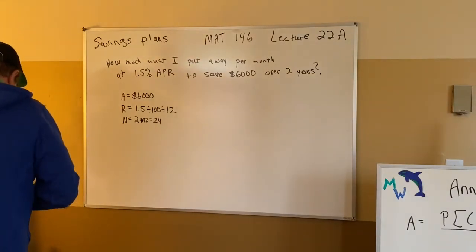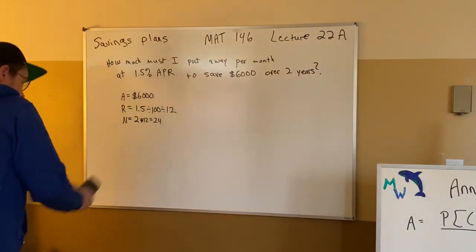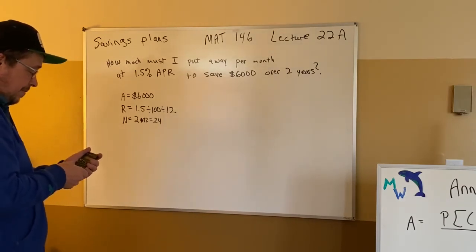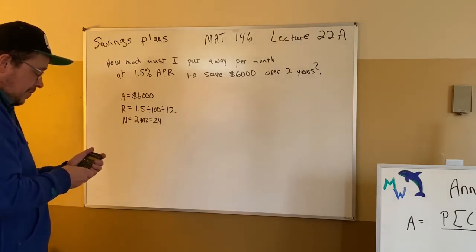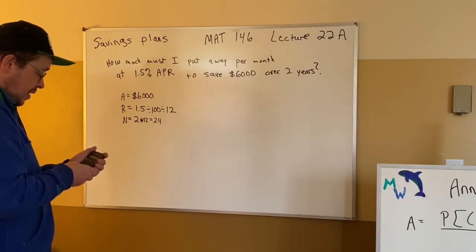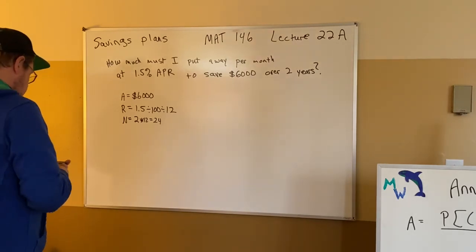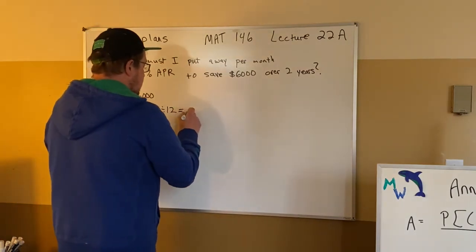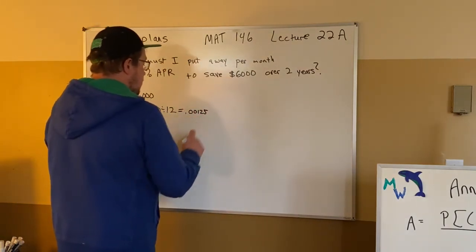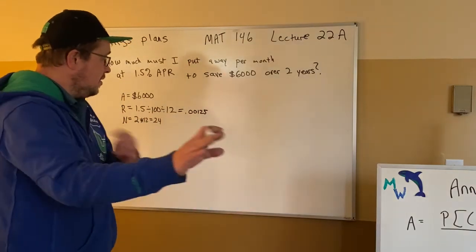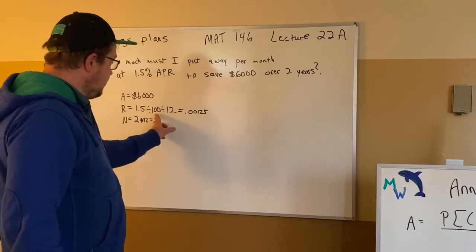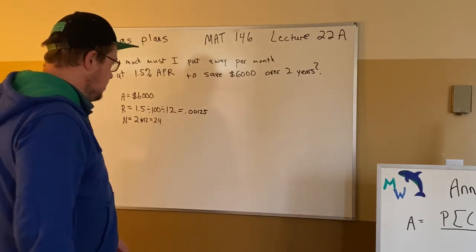Let's see how this value turns out for R. I got 1.5. Divide by 100 for percent, and divide by 12. And again, unfortunately, it's 0.00125. So I'm able to write that out. But if your decimal continues to run off screen on your calculator, you're going to want to keep all these values in place as you do your computation.